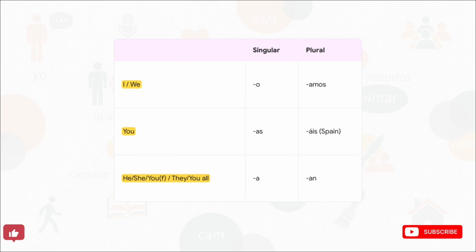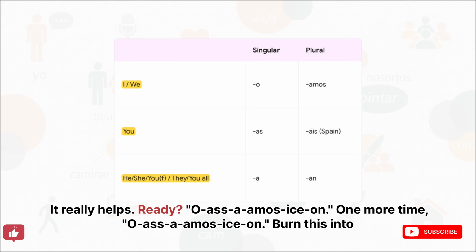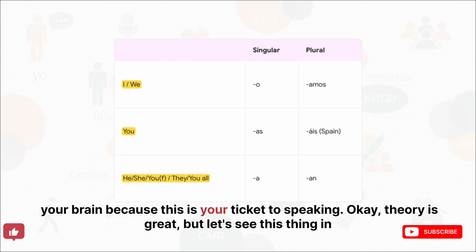Okay, let's just say them out loud. It really helps. Ready? O, as, a, amos, áis, an. One more time. O, as, a, amos, áis, an. Burn this into your brain, because this is your ticket to speaking.